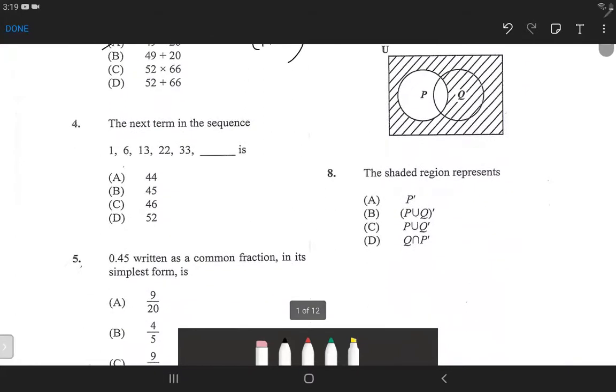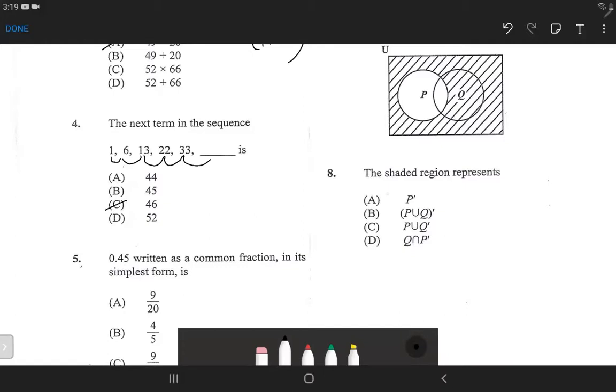For the next term in the sequence, well, notice you add 5, then you add 7, then you add 9, then you add 11, then you should add 13, which will give you 46.